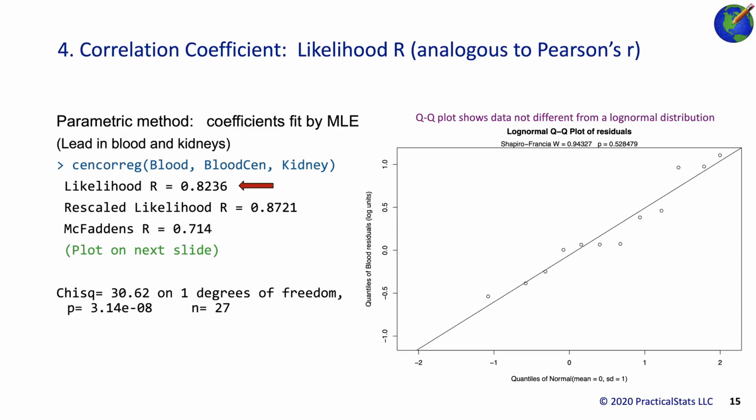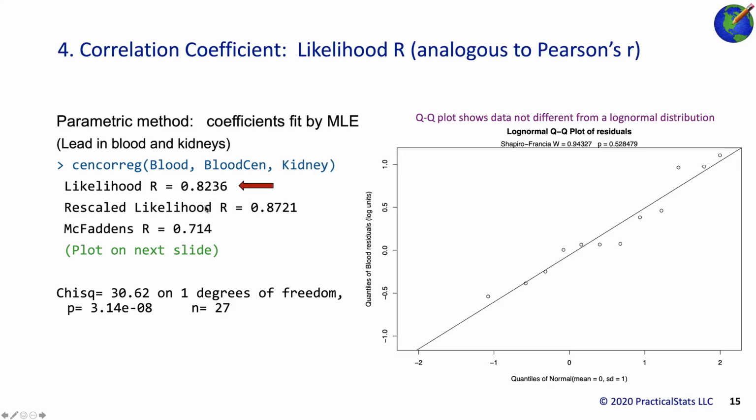Okay, moving on to correlation. Without substituting anything, you can compute a correlation coefficient that's a lot like Pearson's R, called likelihood R. Its value, this is not the plot of the data, by the way, is 0.82, so it tells you that there's a fairly strong correlation between these 2 variables, which are the lead in blood and the lead in kidneys. This is in herons, I believe.